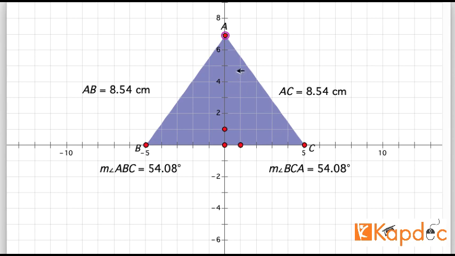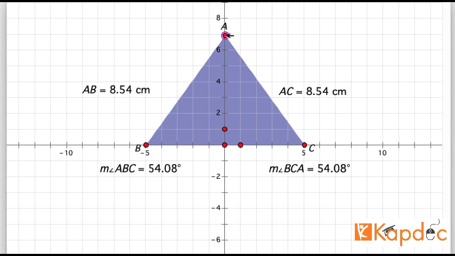So take a look at this diagram in which we have a triangle ABC, okay? As you see, the line segments AB and AC are equal to 8.54 centimeter, right? And because these two line segments are equal, the measure of the angles, which are directly opposite to these sides, is also equal, right? They both are 54.08 degree, right?